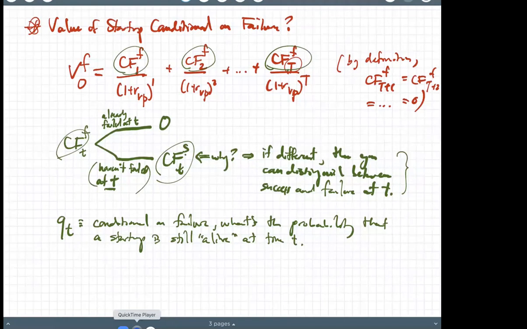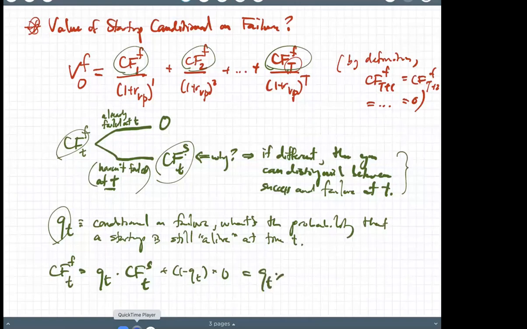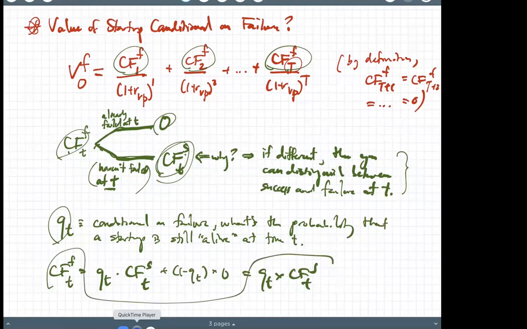Well, if we know these numbers, then the expected cash flow at time t, conditional on failure, is just Q_t times the cash flow conditional on success, plus 1 minus Q_t times 0, which is just Q_t times the cash flow at time t under success. With probability Q_t, this cash flow is given by this number. The rest of the time it's given by this. Well, what's the average cash flow? It's just given by this expression.